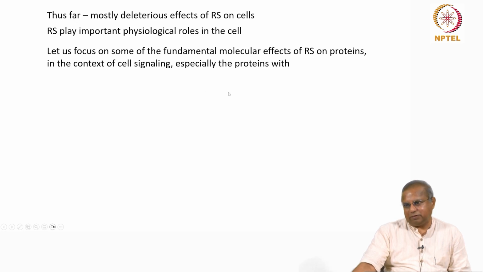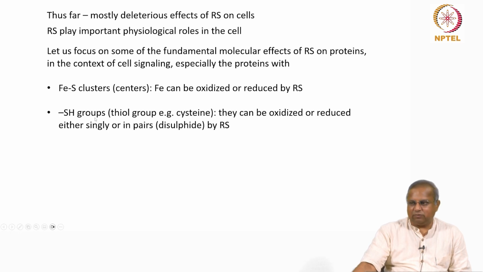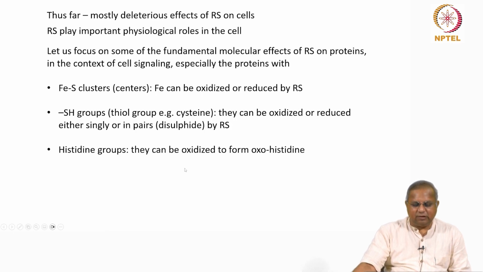Major examples, because this is what is known most about, are changes to the iron sulfur centers. Fe can be oxidized or reduced by reactive species. So the proteins that have iron sulfur centers can get affected. Thiol groups, as in cysteine, they can be oxidized or reduced either singly or in pairs by reactive species. Histidine groups, they can be oxidized to form oxohistidine. So these are the major things that are known.